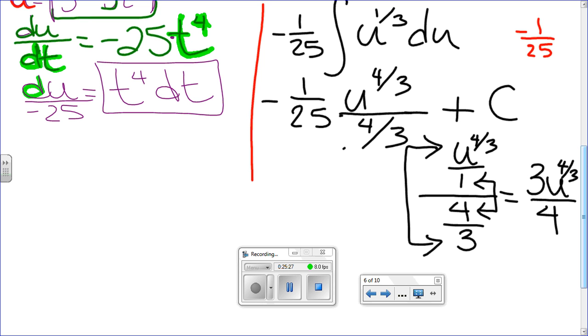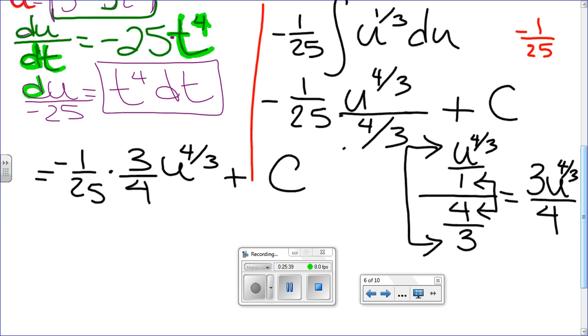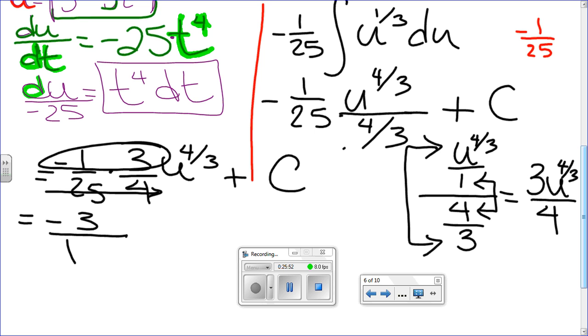Okay, so here the answer will be -1/25 times 3/4 of u to the 4/3 plus c. And of course, if we multiply the first and second fractions, we'll have -3 over 25 times 4, 100. Okay, u to the power 4/3 plus c.